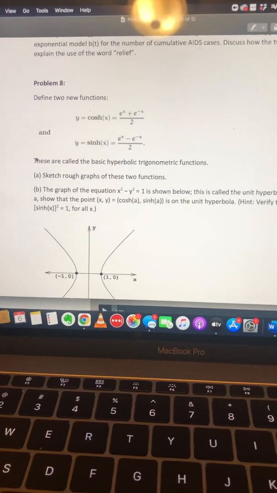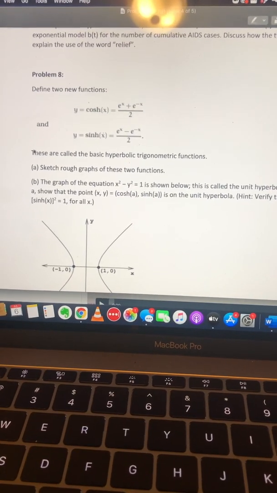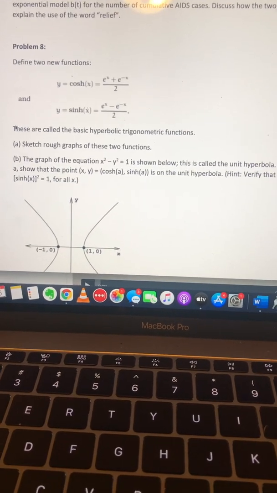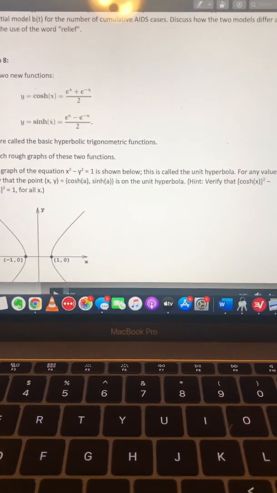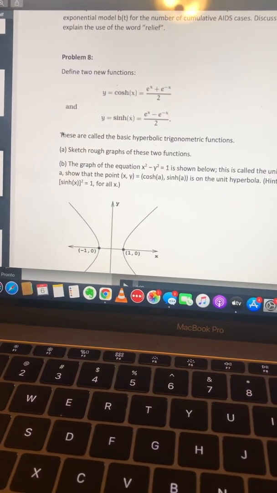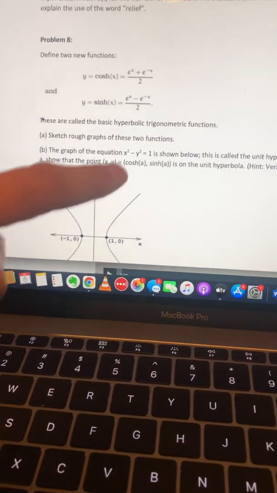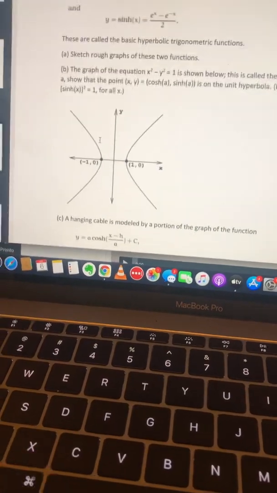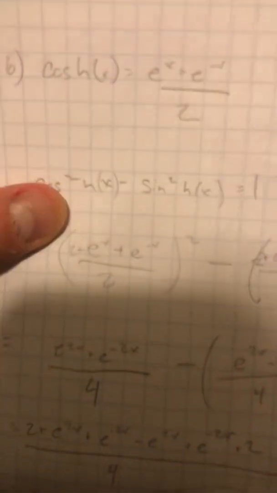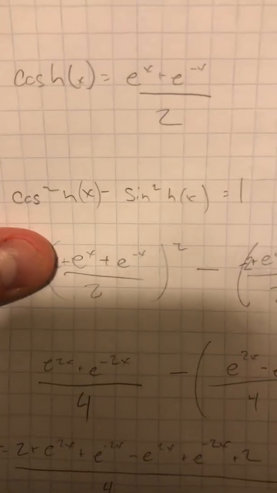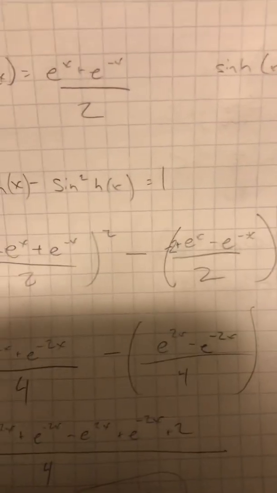For any value a, show that the point (x, y) equals (cosh of a, sinh of a) is on the unit hyperbola. Hint: verify that cosh of x squared minus sinh of x squared is equal to 1. So basically putting cosh of x and sinh of x in for x and y respectively. So all we have to do is set cosh of x squared minus sinh of x squared equal to 1. So there's cosh of x and sinh of x.